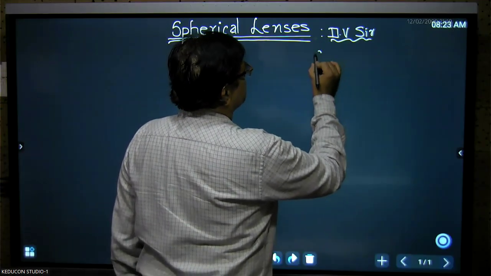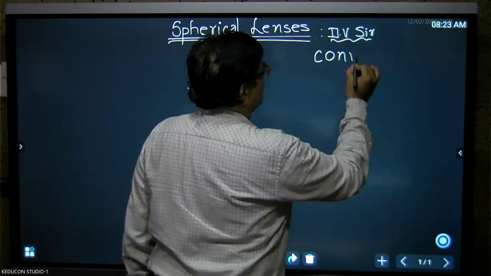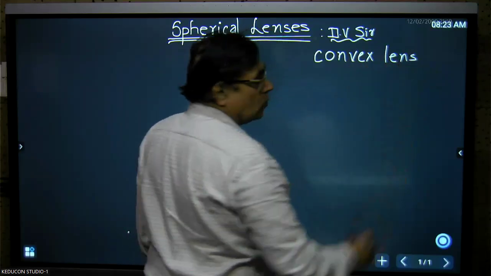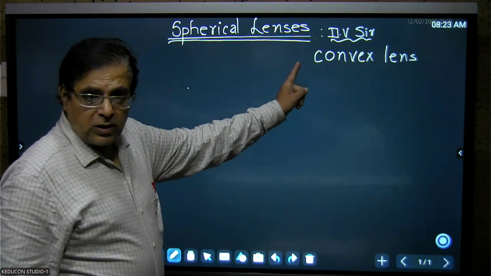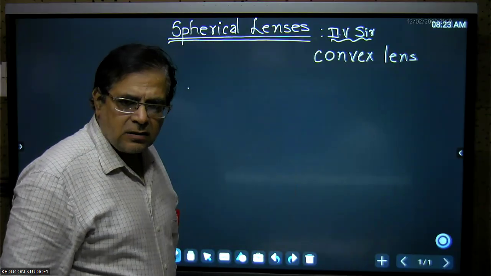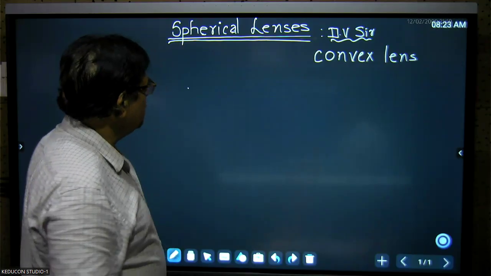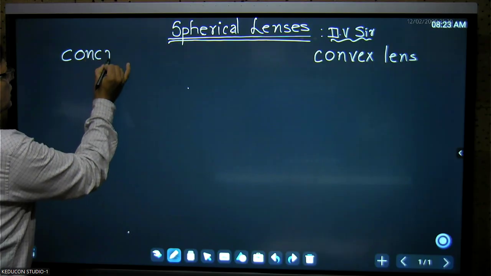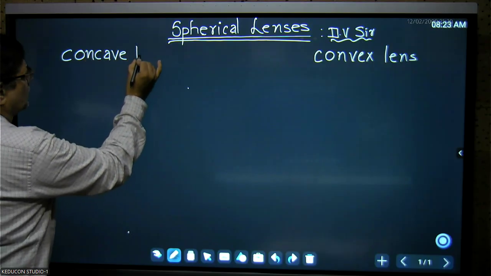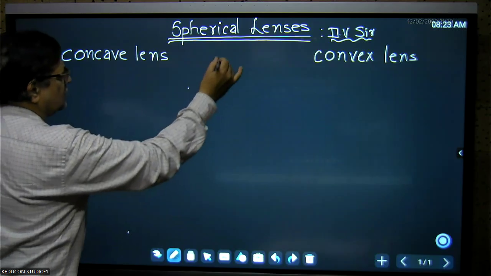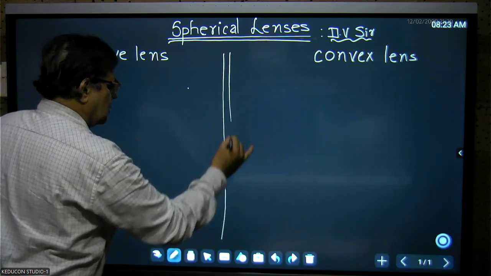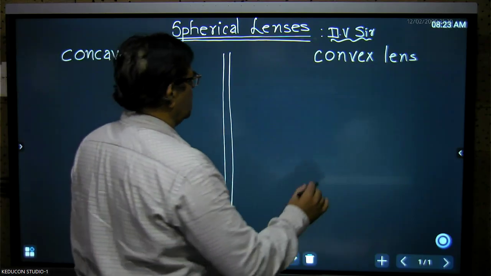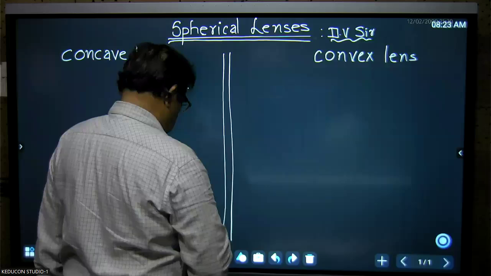One is convex lens. More properly, we should write it biconvex lens, but popular word is convex lens. Another one is concave lens. So let's make a comparative table. Number one, how to make it.